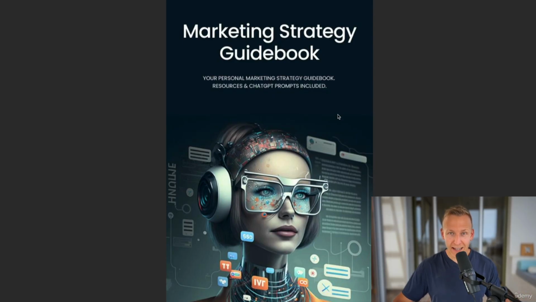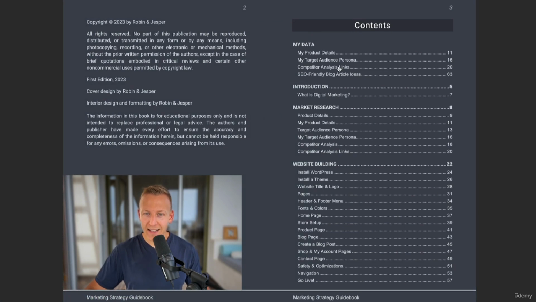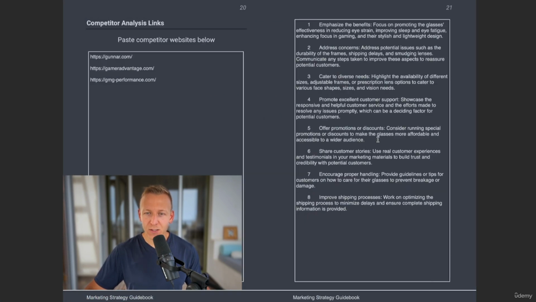Well, if you remember earlier on when we did our competitor analysis, which is in our guidebook, and then competitor analysis links, one of the suggestions here was offer promotions or discounts. Consider running special promotions or discounts to make the glasses more affordable and accessible to a wider audience. This is what ChatGPT recommended to us in order to beat our competitors.